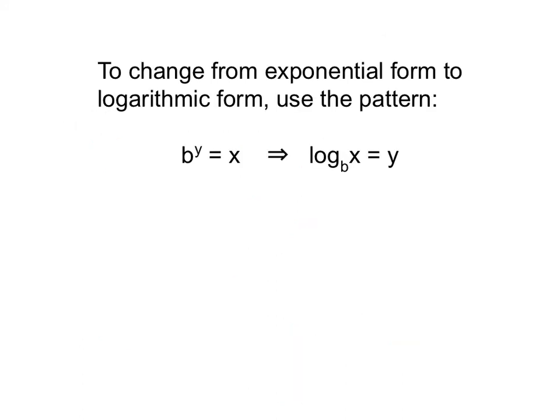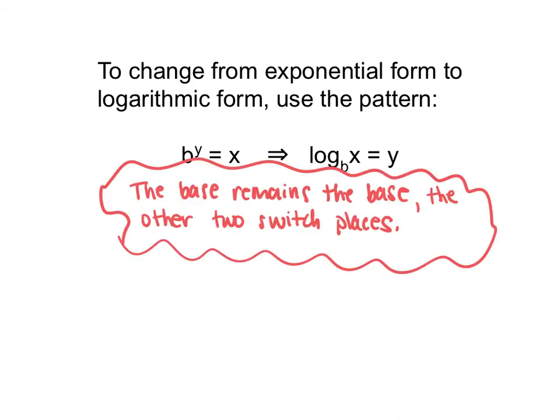So we're going to change from exponential form into logarithmic form. And the pattern's the same. It's just reversing it. And here's how I like to remember it. The base remains the base. The other two switch places. So what does that mean exactly?